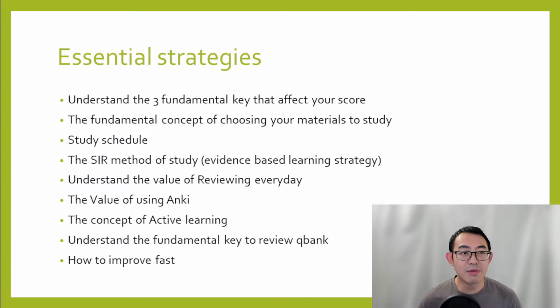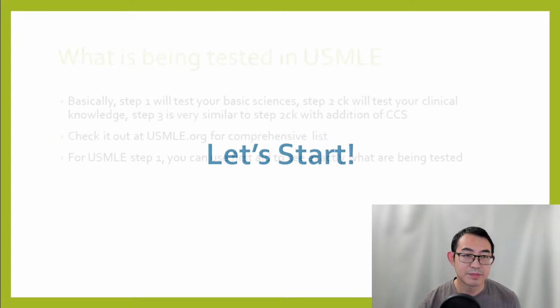These are the things that we're going to cover today. Understand the three fundamental keys that affect your score, the concept of choosing what materials or resources you need to study, what your study schedule is going to be like, the SIR method. Well, we're going to unpack that, understanding the value of reviewing every day, how to use Anki, the concept of active learning, understand the fundamental key to review question bank, and how to improve fast. Let's say you have a score of 220, 230, and you want to improve very, very quickly, and how to do that. Right. So let's get started.